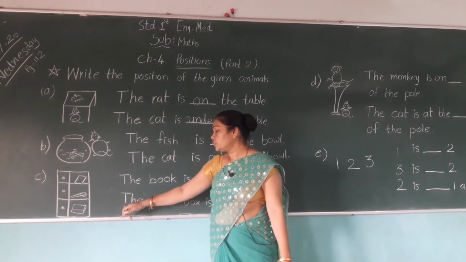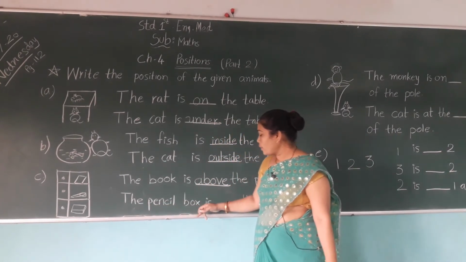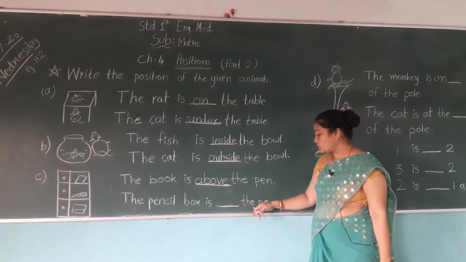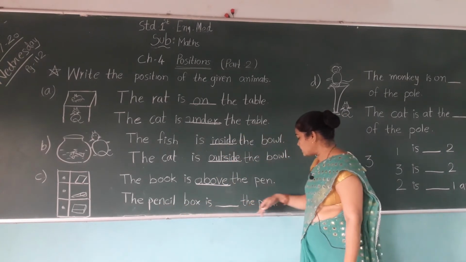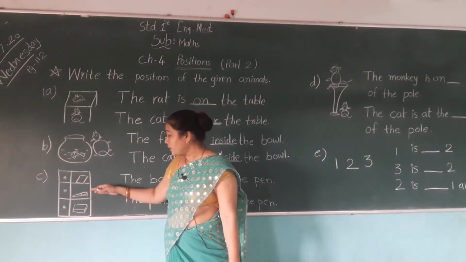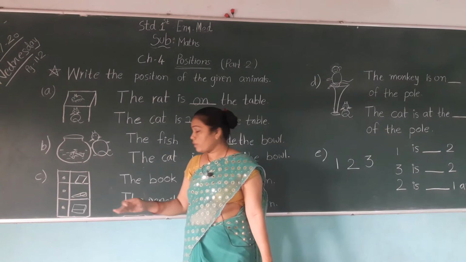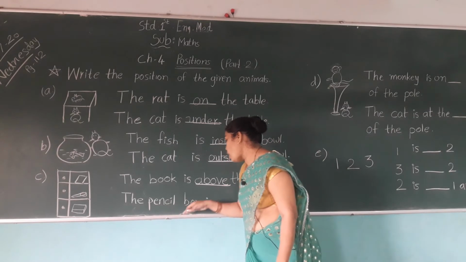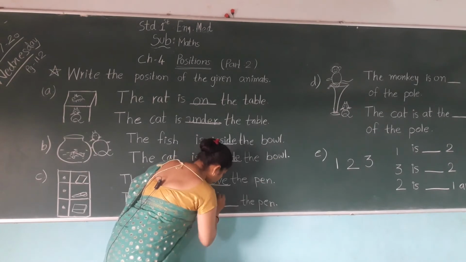Now next, the P-E-N-C-I-L, pencil, B-O-X, box. Is dash the pen. The pencil box is dash the pen. Where is the pencil box? See here. पेन से pencil box above है कि below है? Below. The pencil box is below the pen. What do we write? Below.